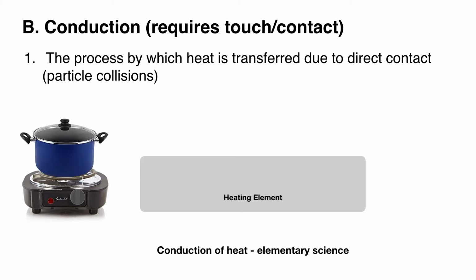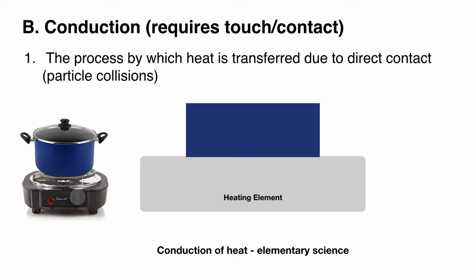Okay, now we're going to put a blue pot on there. So this blue rectangle represents the blue pot, and notice the blue pot is touching the heating element. Okay, so now here is the heating element. Here's a particle in the heating element, and there's a particle in the pot.